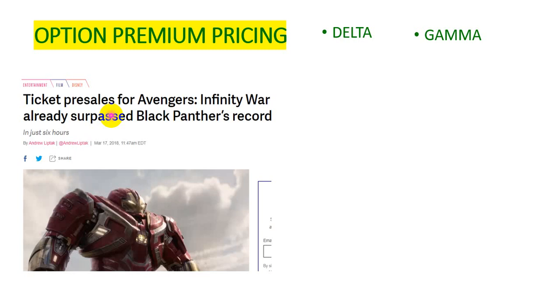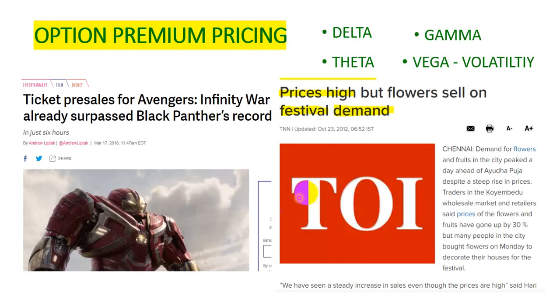Now coming to the most important, unseen but dangerous, which is called vega. What happens to the ticket prices? If the movie is good, in black they will sell a 100 rupees ticket for 200 rupees. Now, what happens to the price of the flower on Deepavali, Ayudha Puja or Christmas or Ganesh Puja or Pongal? The same flower they sell for 10 rupees, that day they will sell for 40 rupees. Because that day is an auspicious day, we have to pray to God, we have to give flowers, we have to buy, even if they say 100 rupees, we will buy at least a small quantity.